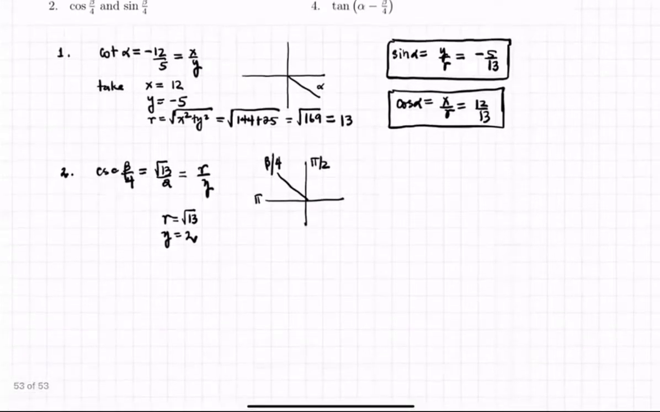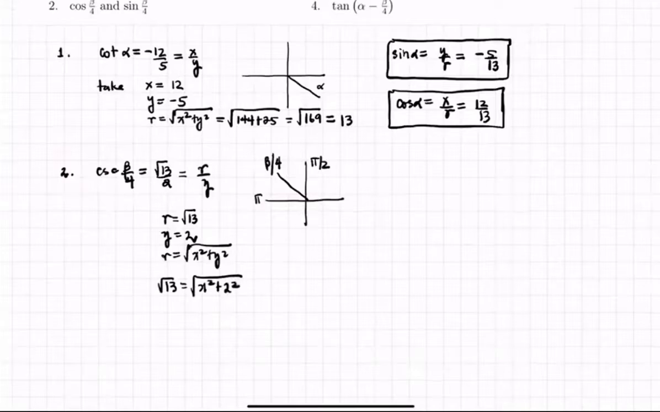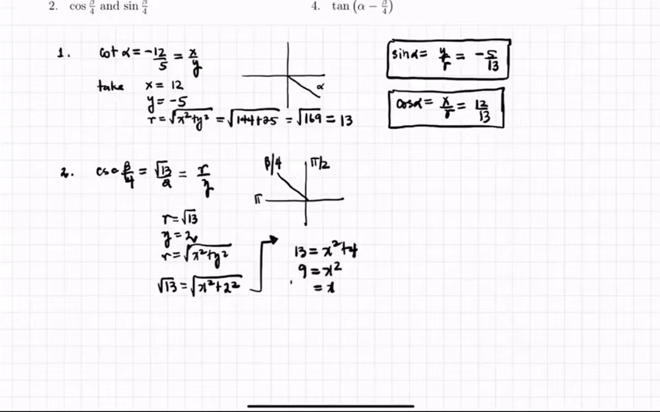So ang in-expect mong x value for this item, for number 2 is negative because beta over 4 is in quadrant 2. So we use the formula r equal to square root of x squared plus y squared. So r is square root of 13, x squared plus 2 squared. Tapos square both sides, no? Magiging 13 equal to x squared plus 4. Lipat si 4 sa kabila, you get 9 equal to x squared. So square root of both sides, x is plus minus 3.